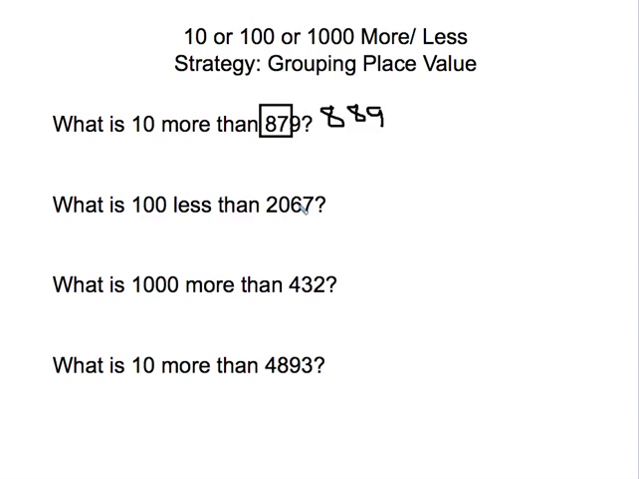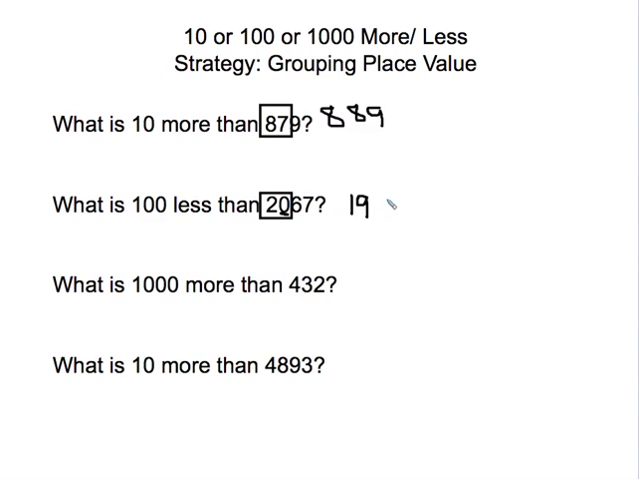Here I have my ones, tens, hundreds, and thousands. I know that this right here is my hundreds place value, and I could think of it as 0 hundreds. Or I could group everything to the left of that with it and think of it as 20 hundreds. Now if I have 20 hundreds, and I want to take one of those hundreds away because I want 100 less, I know that I would only have 19 hundreds. Because I had 20, I took one away, now I have 19 hundreds.